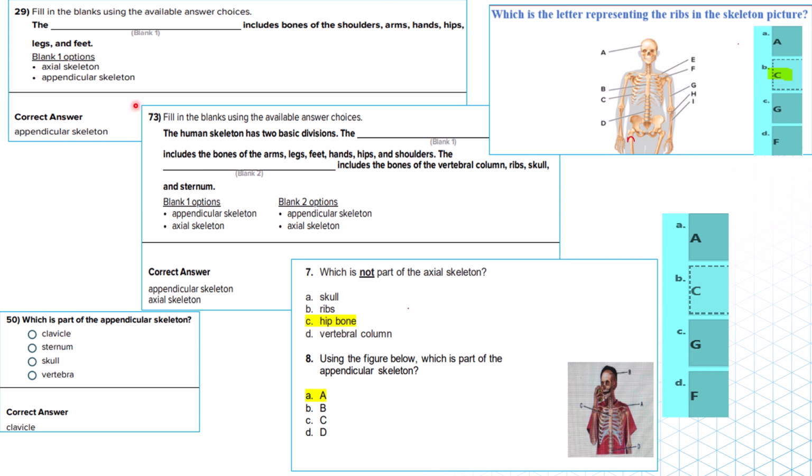Another question is like, which is not part of the axial skeleton, or which is a part of the appendicular skeleton. So in these sample questions, they mainly need to know which bone is which, and also which part it belongs to, the axial skeleton or the appendicular skeleton. If you know that, then you can solve these questions easily.